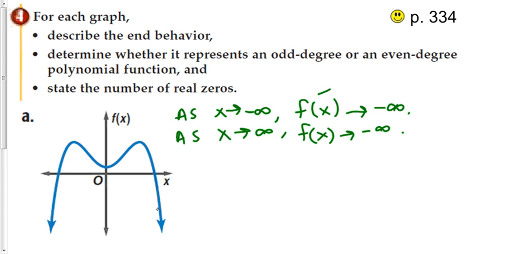Okay, you can see that on the graph here. When you're going to the left or when you're going to the right, the graph is going down. So that's the first bullet point.